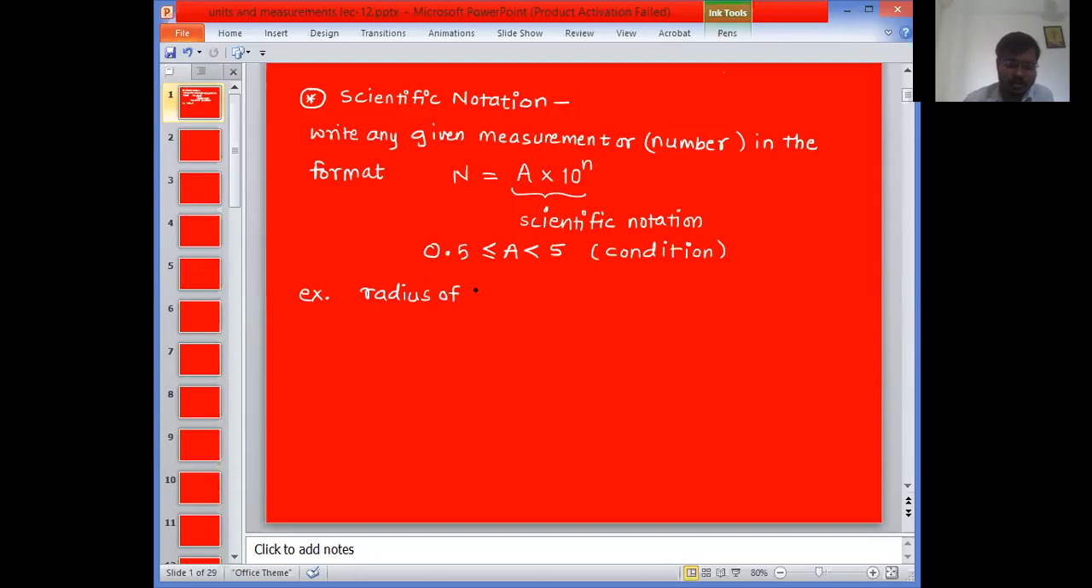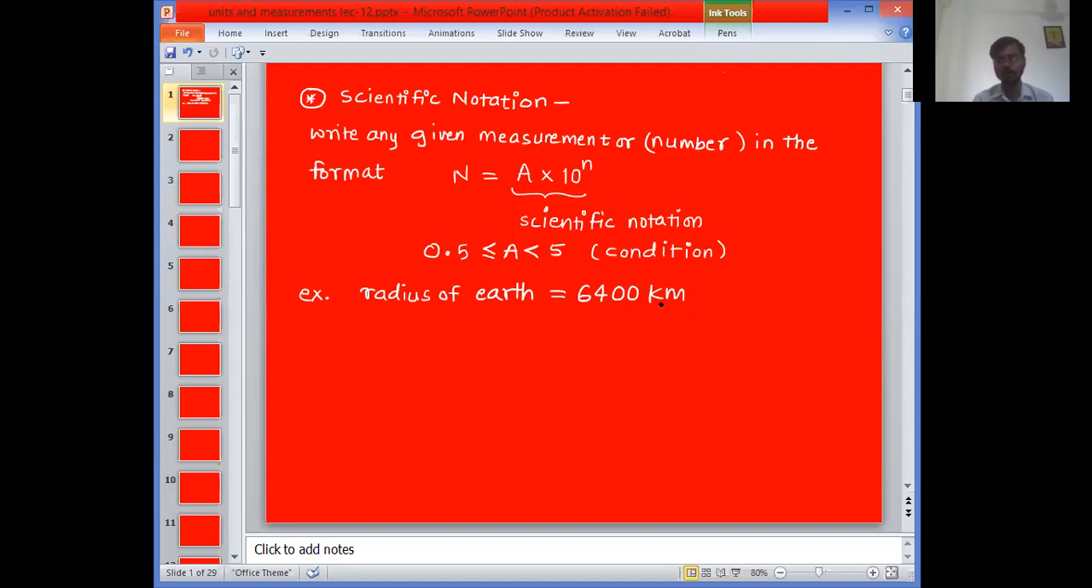So the mean radius of Earth, on an average, is 6400 kilometer. Write this down along with me. This is the radius of Earth. So this is your given number, 6400 kilometer. This number is right now not in scientific notation. This number is not in the form of scientific notation.